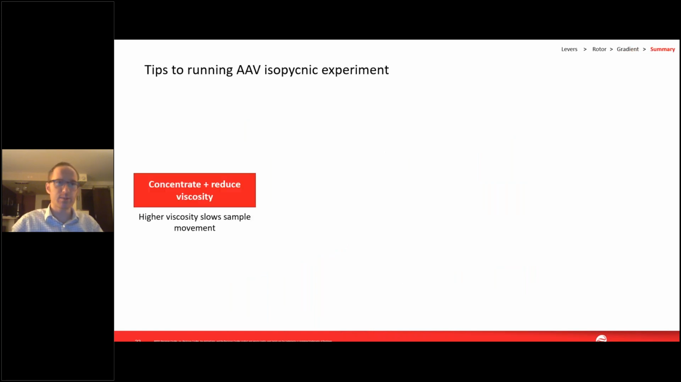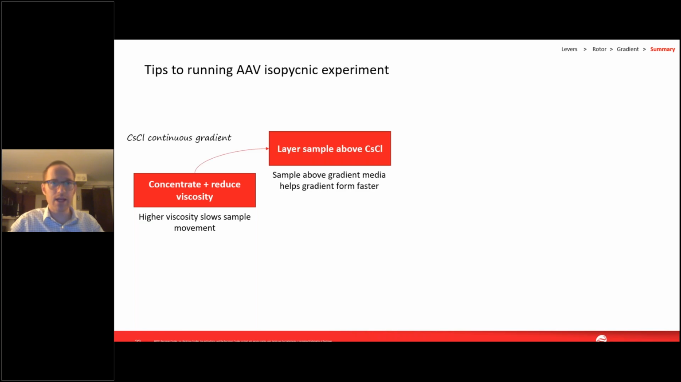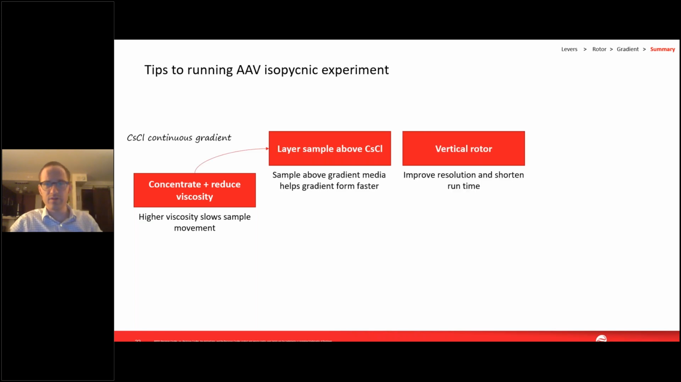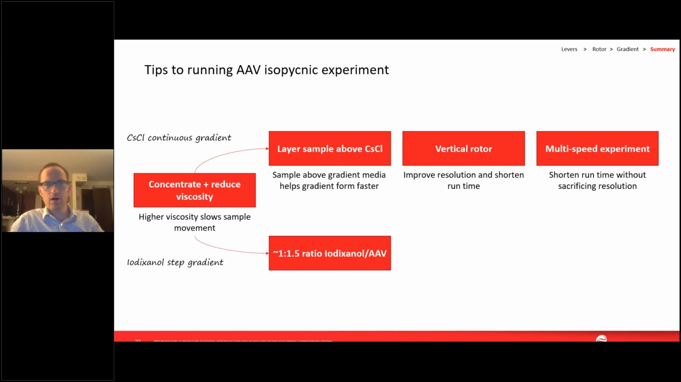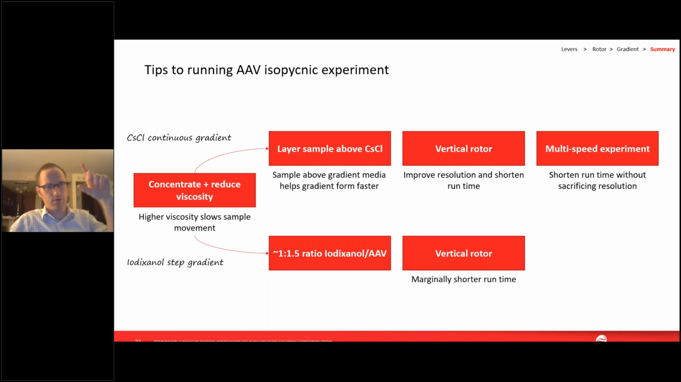We're running AAV experiments, right? We're going to concentrate and reduce viscosity as much as possible in a cesium chloride gradient. We're going to layer the sample above the cesium chloride, use a vertical rotor, use the multi-step experiment. If we're using iodixanol, we're going to be roughly at the 1 to 1.5 ratio for iodixanol. And when you have those step gradients, the vertical rotor can offer marginally shorter runtime, but you still have some degree of benefit there.